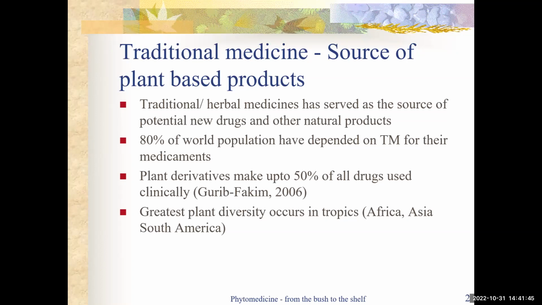And where do we find this greatest diversity of plants? Usually, we find them around the tropics, and that's because of the nature. It's warm enough, it's wet enough, and there are very many niches in which the plants can grow. For example, even on a mountain, you will find different levels of plants, and so that increases the diversity of the plants in those areas.